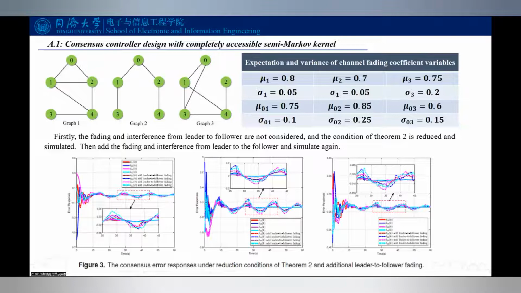Given the switching topologies and fading variables parameters, first, the fading and the interference from leader to follower are not considered, and the condition of theorem 2 is reduced and simulated. Then add the fading and the interference from leader to follower and simulate again. The obtained state response curves are shown in figure 3.